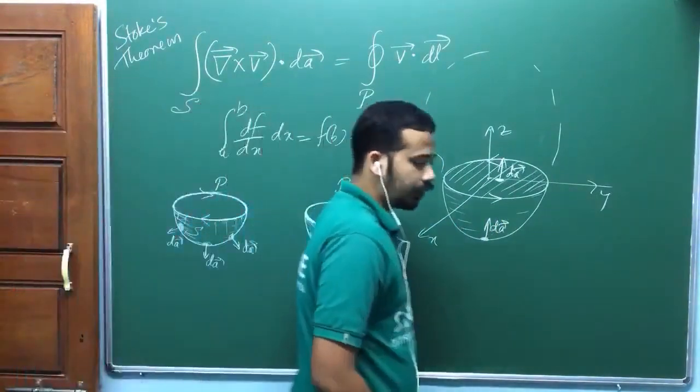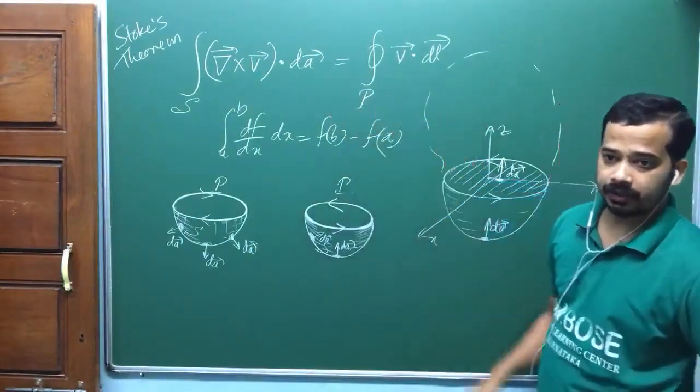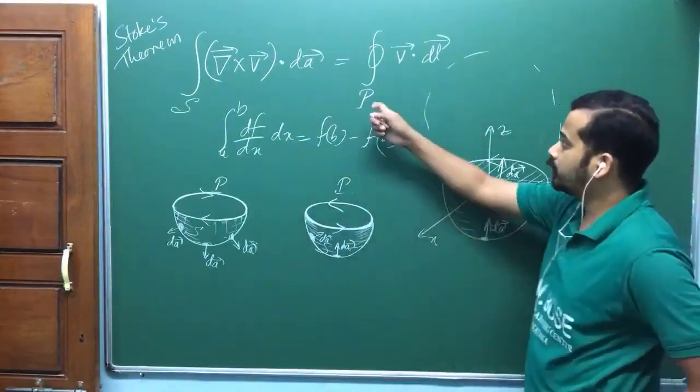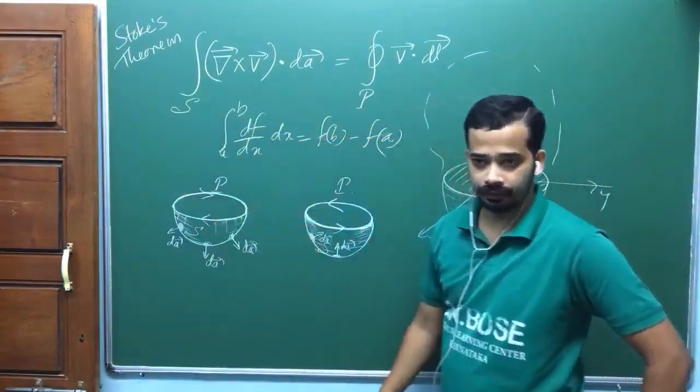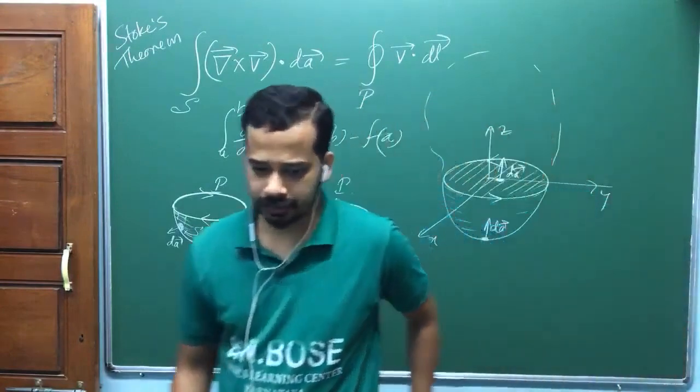And one more thing you need to observe. Since this is equal, am I right? This depends only on the boundary line. It is independent of the surface chosen for a given boundary. I think I have given that statement. Speak out, anyone? I have given that statement.